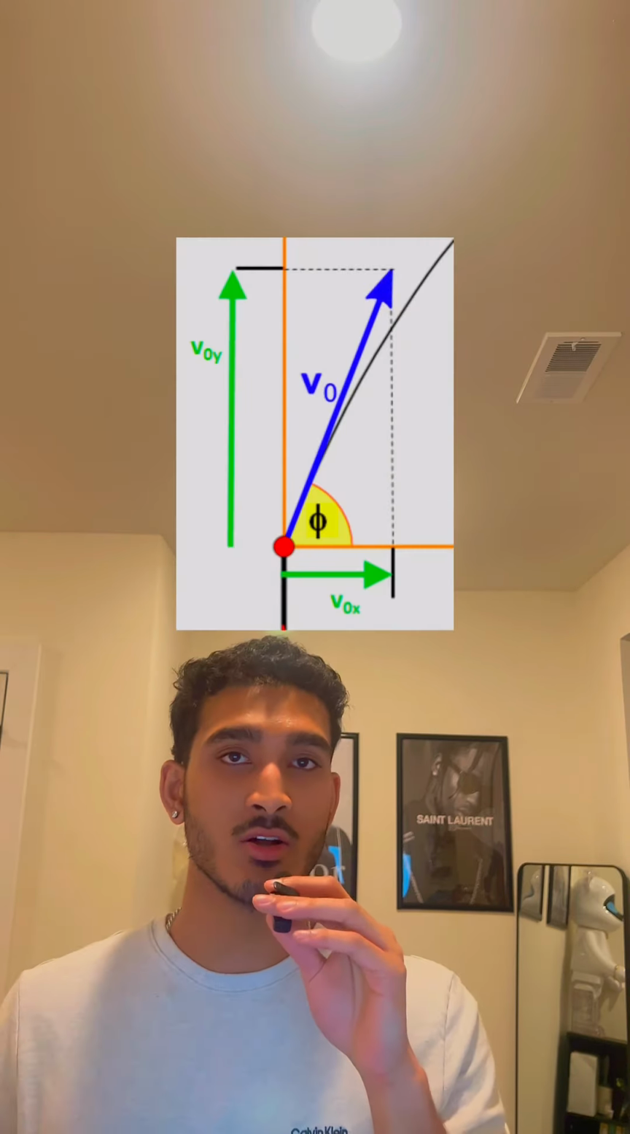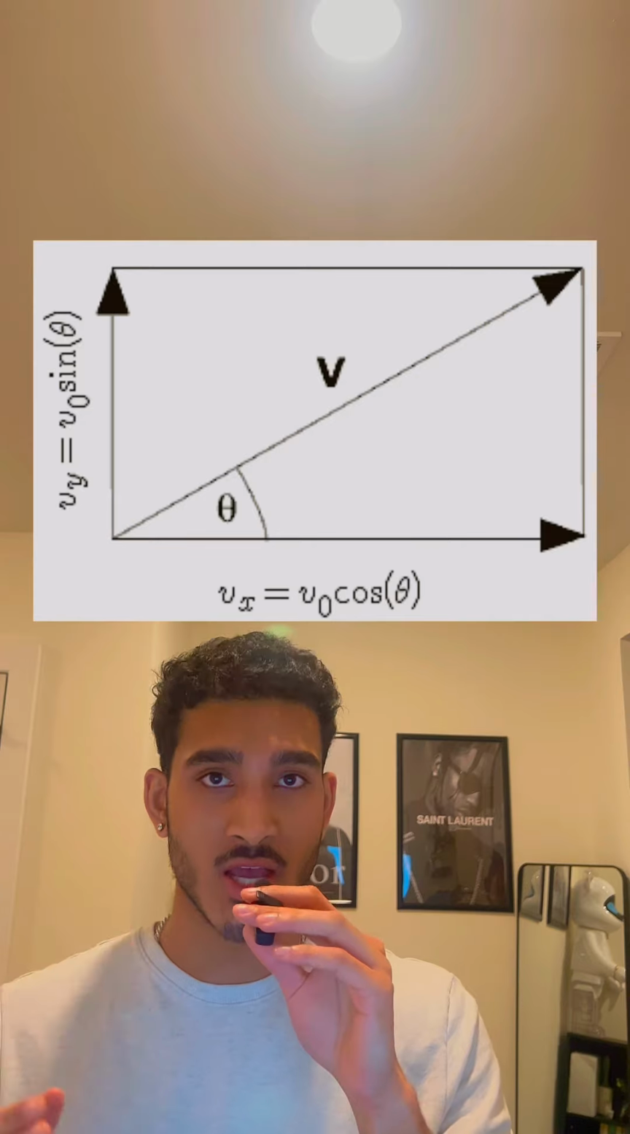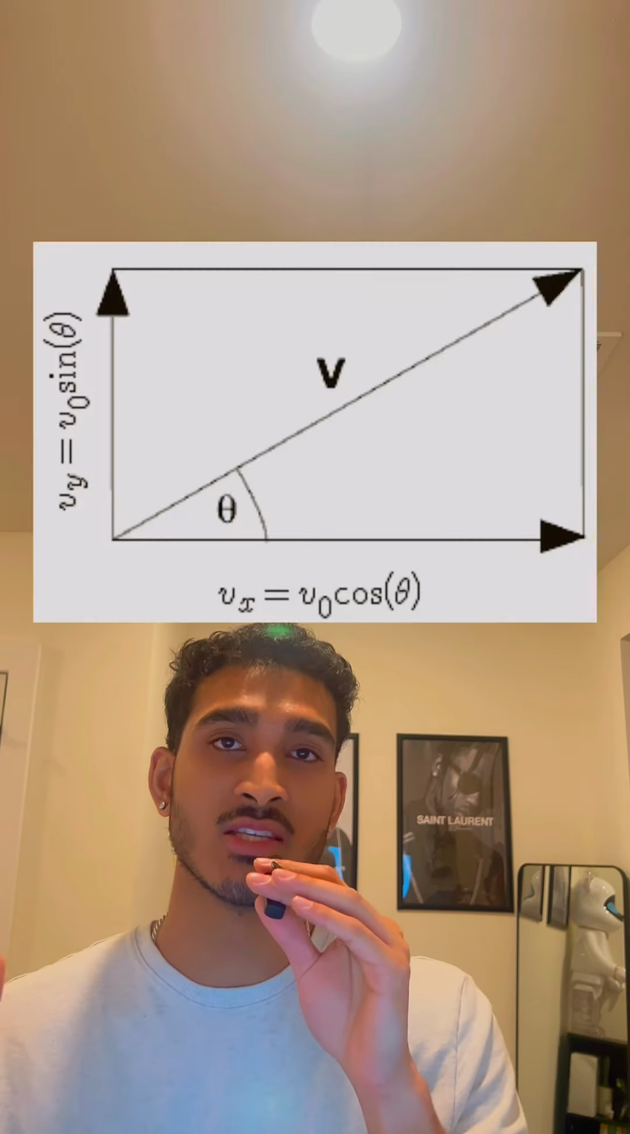Next up is projectile motion. So assuming that you were given the initial velocity of the projectile as well as the angle at which it was launched, you can find the x component of this initial velocity by multiplying the initial velocity times the cosine of the angle. The y direction of this initial velocity would be the opposite, which is the initial velocity multiplied by the sine of the angle.